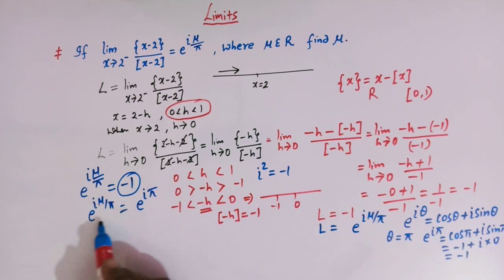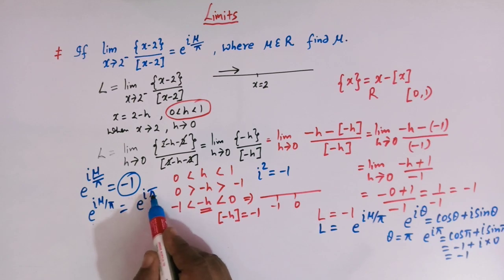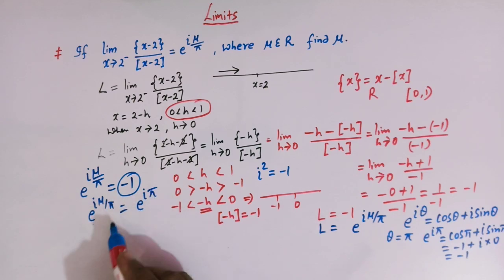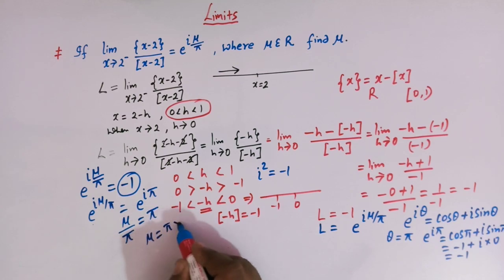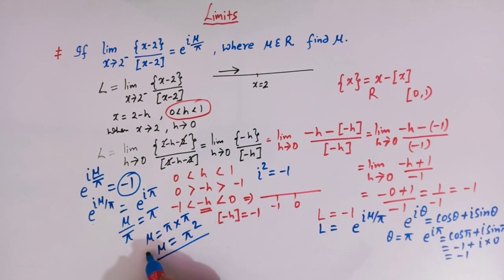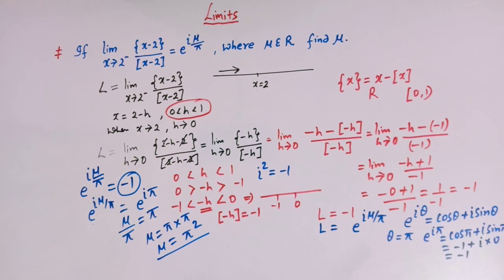So now we can compare these two numbers, right? So here we have e raised to i mu over pi, here we have e raised to i pi. So if we now compare, then we get mu over pi is equal to pi, right? And taking the product of these two numbers, we have pi times pi, that is pi square, right? So the value of mu is equal to pi square, right? So this is how we can solve these types of problems.